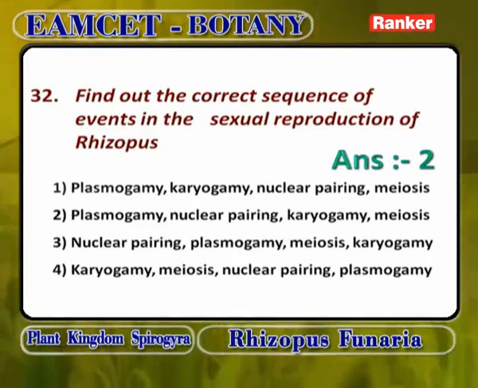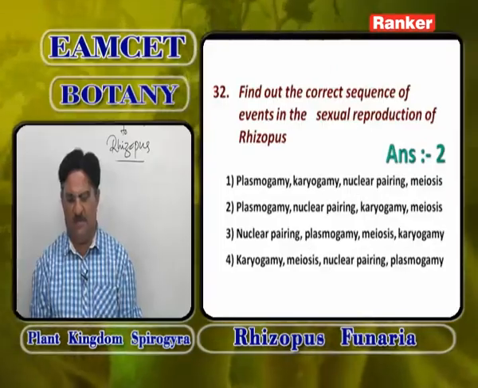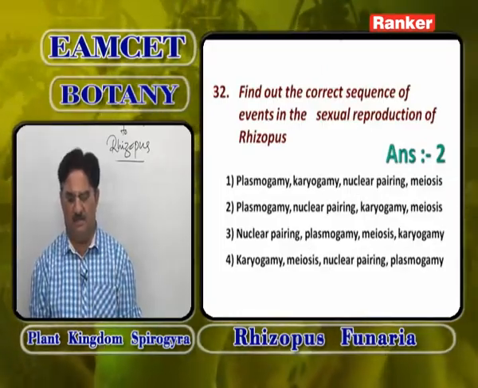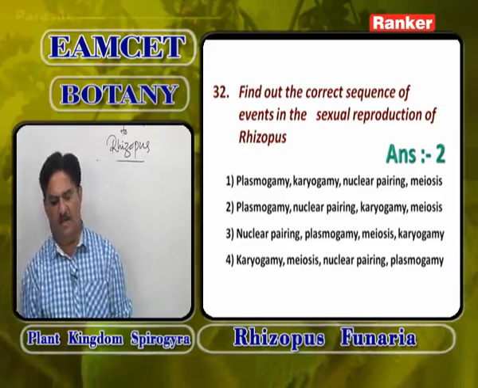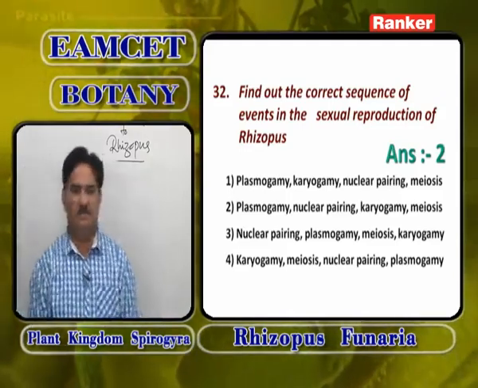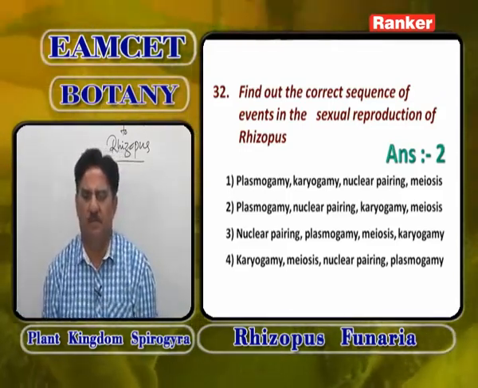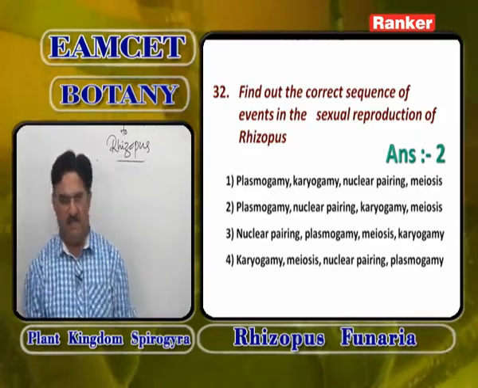Then nuclear pairing, equal number of nuclei fuse, the unpaired nucleus disintegrates. So nuclear pairing. Then karyogamy. Karyogamy means once nuclear pairing, immediately karyogamy takes place. Then meiosis takes place. Meiospores are formed. Second is the correct option.